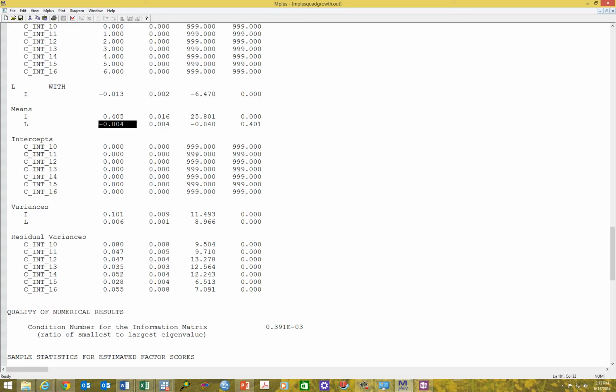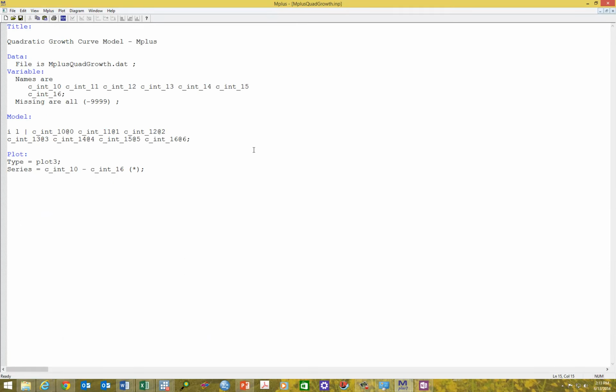So let's go ahead and examine a model when we add a quadratic term. And again, M+ is probably the easiest program to do this in. All we do is we simply add the name of a variable here, Q, and that's it. We now have a quadratic growth curve model.